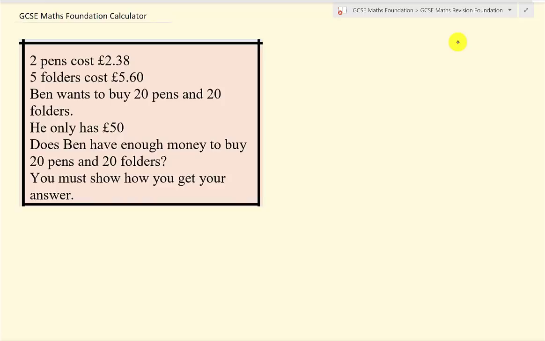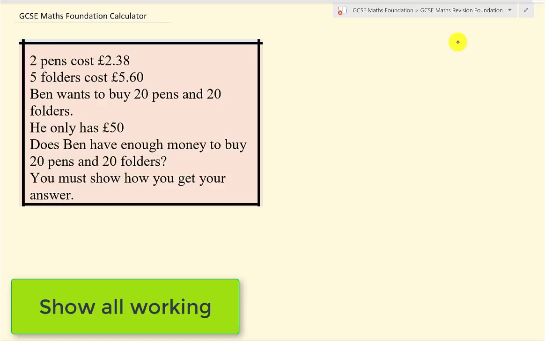So 2 pens cost £2.38, 5 folders cost £5.60. Ben wants to buy 20 pens and 20 folders. He only has £50. Does Ben have enough money to buy 20 pens and 20 folders? You must show how you get your answer. That means you have to show all your working for how you get your answer.